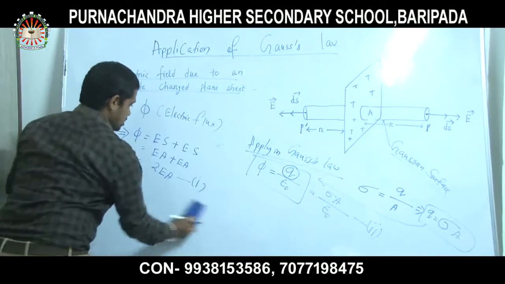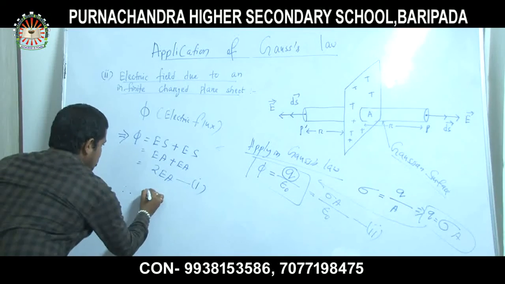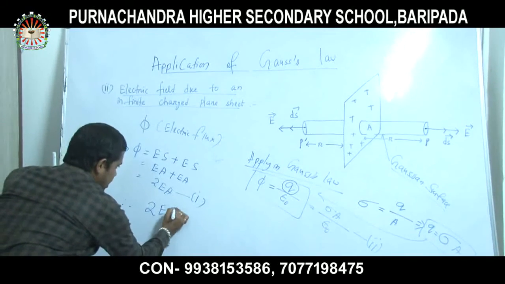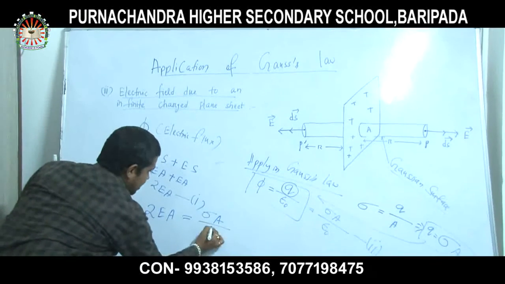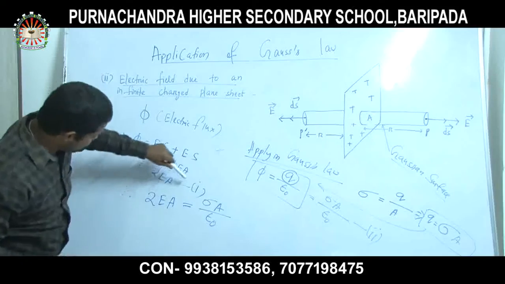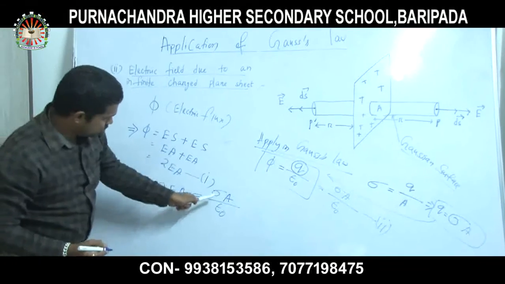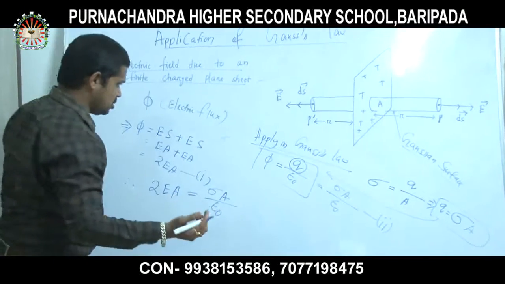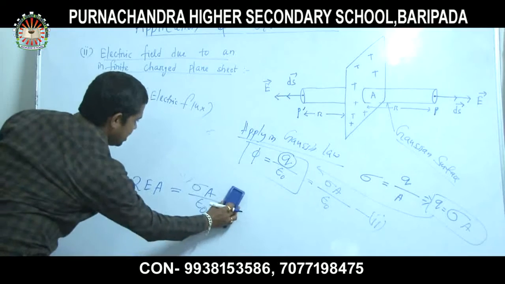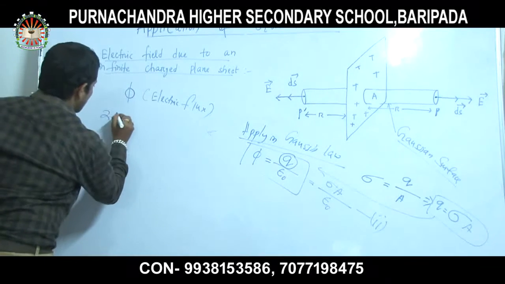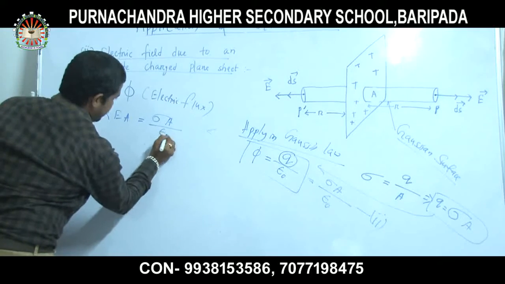Okay, I would like to write here. So let us compare. So equation 1, this is 2EA, must be equal to sigma A divided by epsilon 0. So by comparing this and this, I can write 2EA is equal to sigma A divided by epsilon 0. Very simple. Okay.